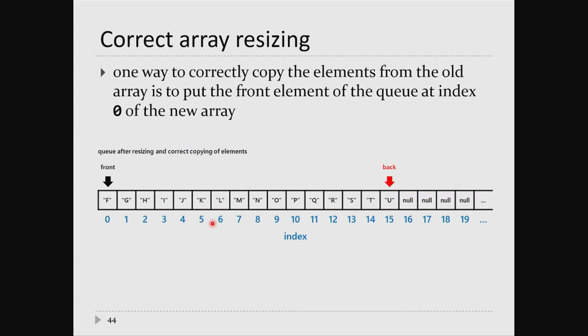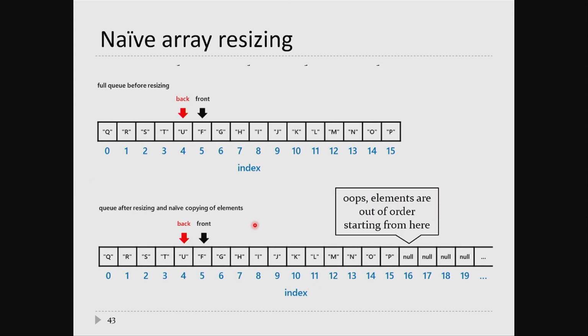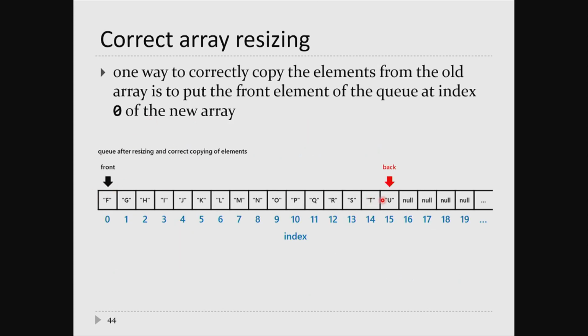So this is one way to do it, and this is what I'm going to end up doing. Basically, I'm going to unwrap or unwind this old array when I put it into the new array. And now when I enqueue new elements, they just keep on going into the newly allocated space.